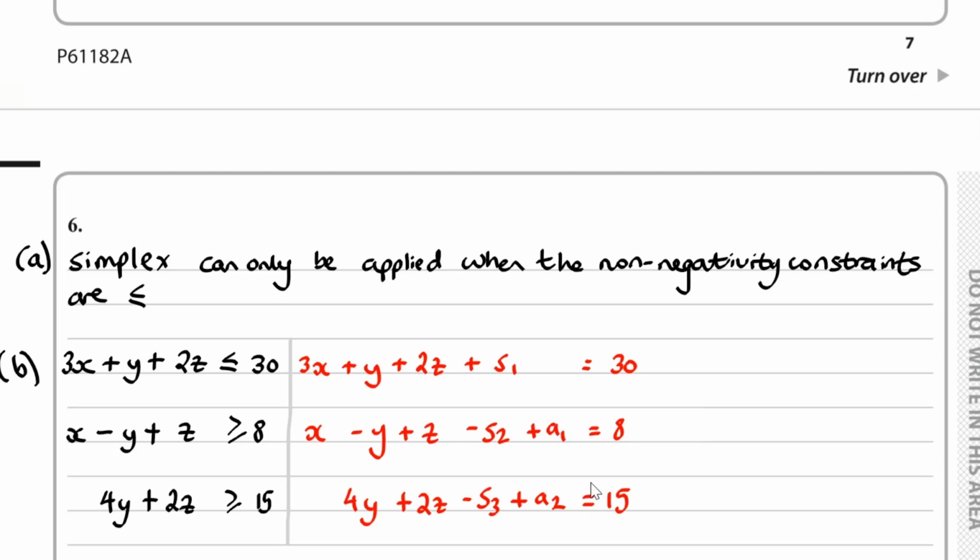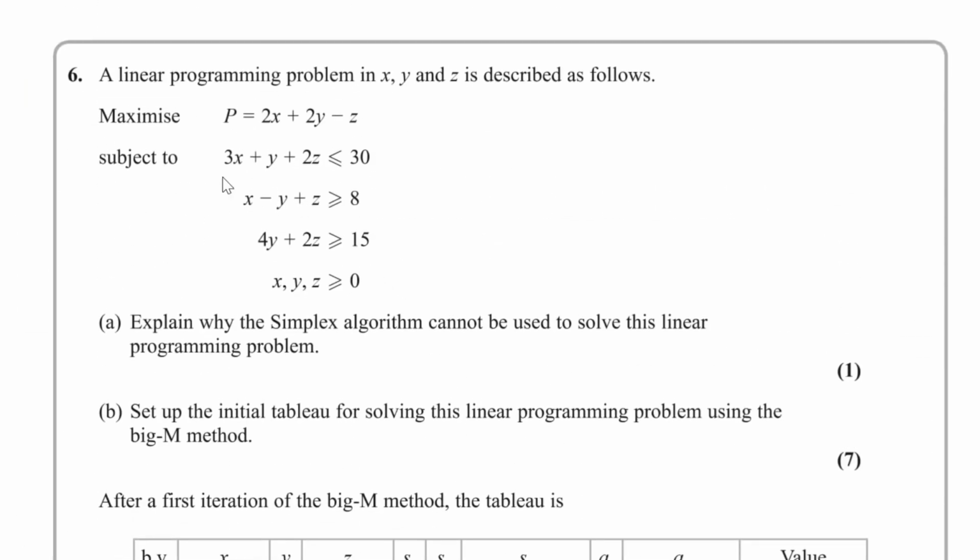and having written those down, if we rule off again, for these equations over here, we can rewrite those in terms of a1, and the reason we do that will become clear soon. So if we rearrange for a1, we see that a1 is equal to 8 minus x plus y minus z plus s2, and if we arrange for a2, we see that a2 is equal to 15 minus 4y minus 2z plus s3.